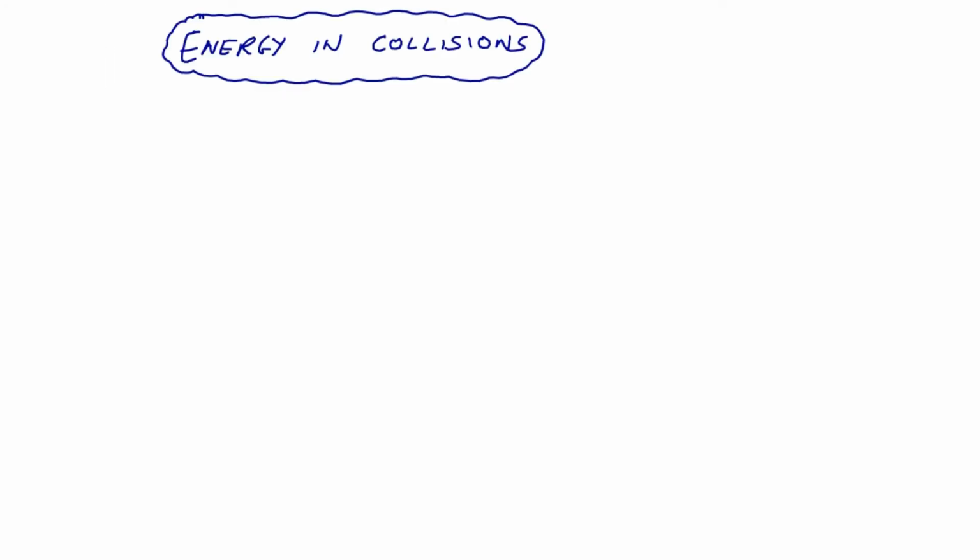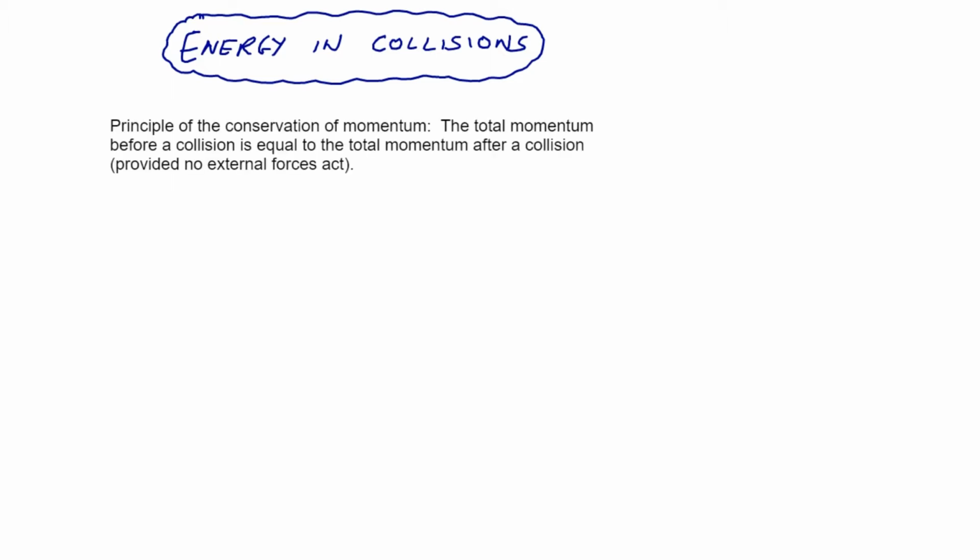Okay, so let's have a look at energy in collisions. Right at the beginning of this course, we looked at collisions, and we came up with the principle of the conservation of momentum: the total momentum before a collision is equal to the total momentum after a collision. So we know that momentum is conserved.